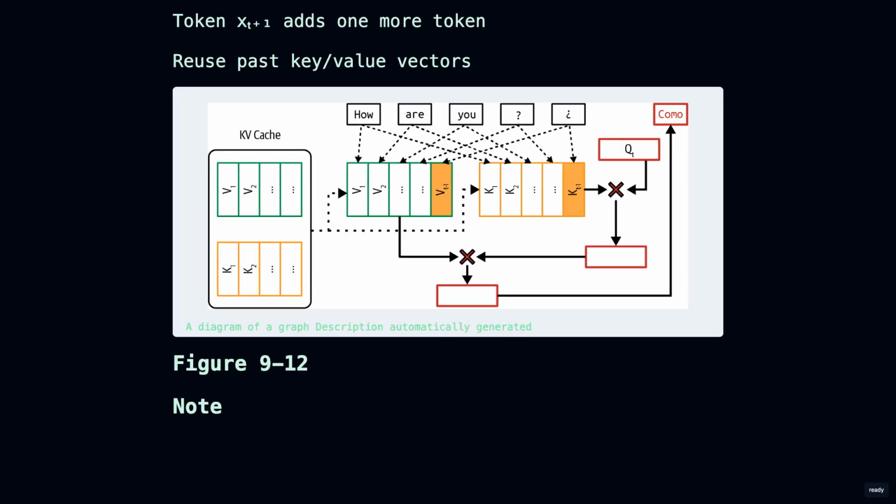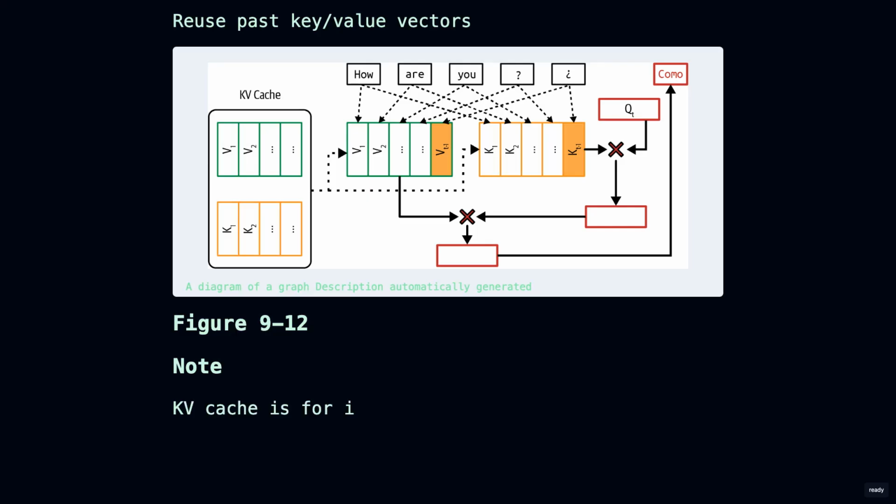There is one important distinction to keep in mind. KV caching is an inference time trick, not a training time requirement. During training, all tokens are already known, so the model can process the whole sequence at once. That removes the need to cache past keys and values step by step.